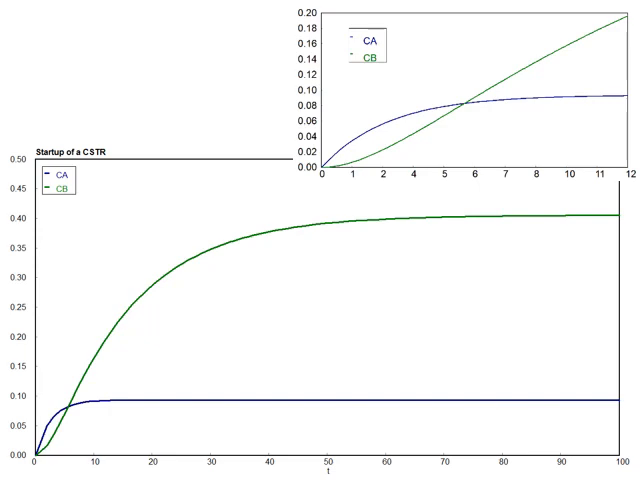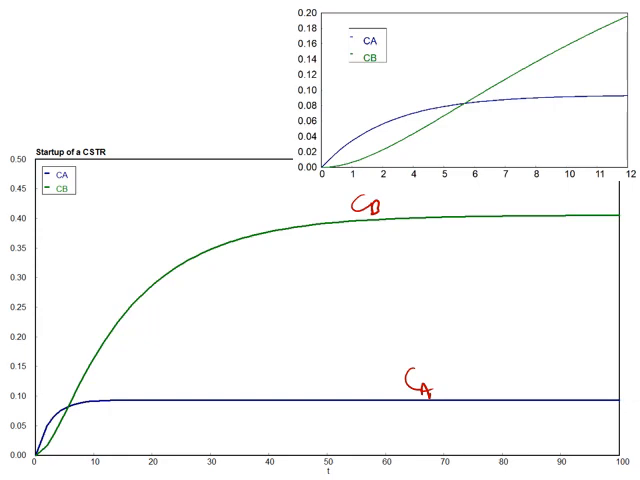Okay, so here is the solution. I'm sharing the solution with you here. CA and CB are plotted. This is CB, this is CA. You can see that CA reaches steady state way faster than CB.